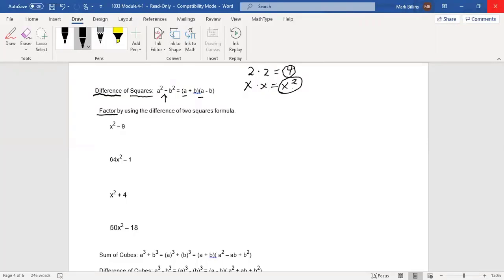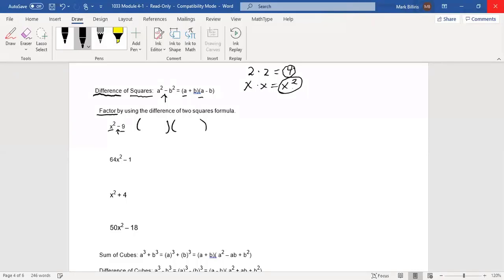So in some cases, when you first look at the problem, they may not be perfect squares. That may be because we need to remove the greatest common factor first. So in this case, again, nothing divides into x squared and 9. We've already identified it as the difference because of it being a subtraction problem. And x squared and 9 are both perfect squares. So now we just go directly into the factoring.